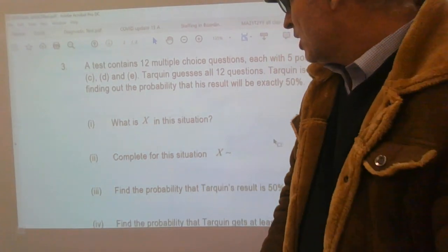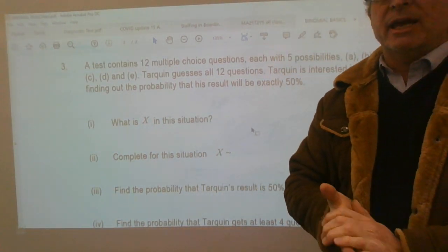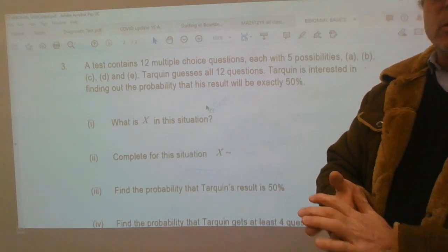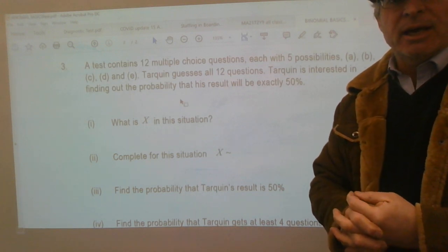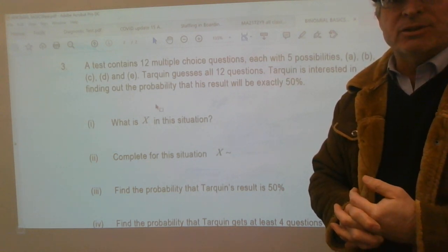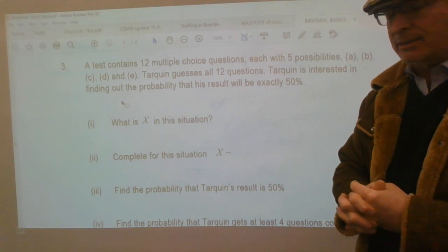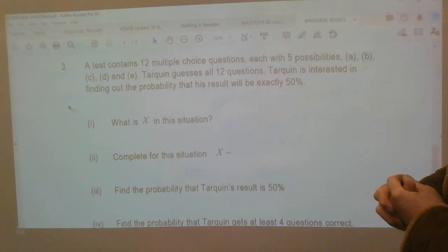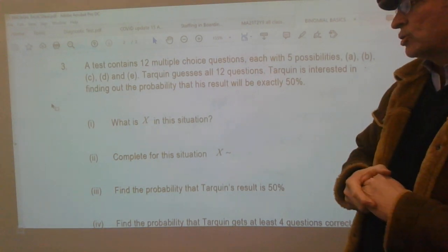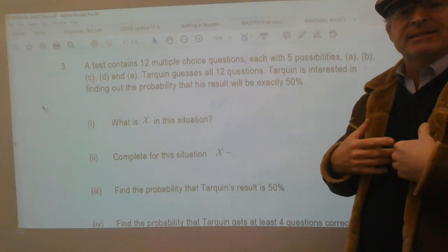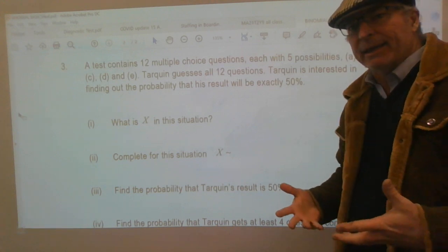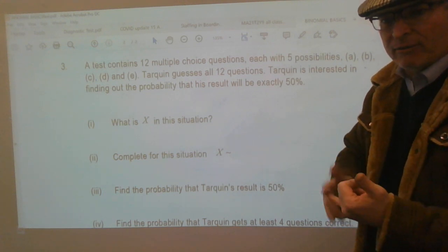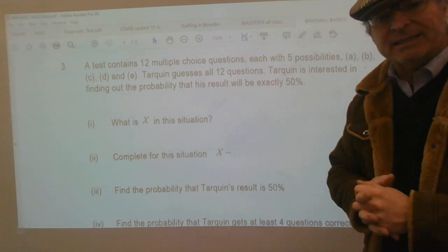A test contains 12 multiple choice questions, each with 5 possibilities, A, B, C, D, E. Tarquin guesses all 12 questions. Tarquin's interested in finding out the probability that his result will be exactly 50%. What is x in this situation? So x is the number of questions that he guesses correctly. So he can guess 0, 1, 2, 3. There's 12. So x can be anything from 0 up to 12. How many questions he guesses correctly.